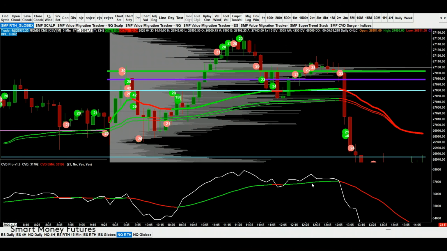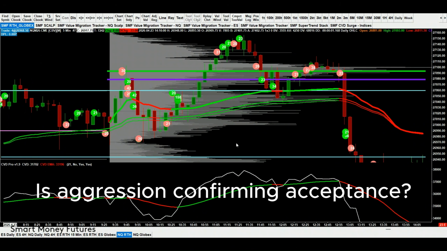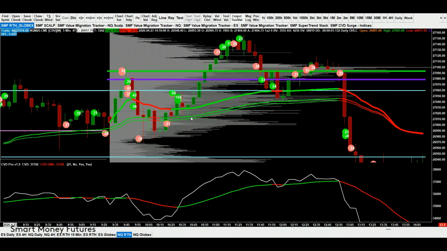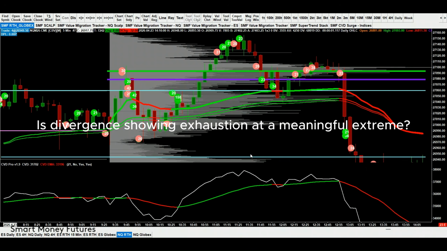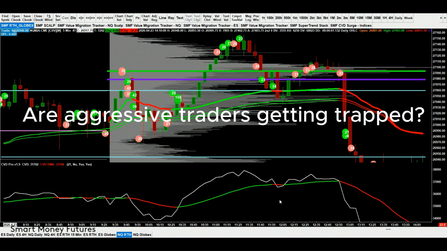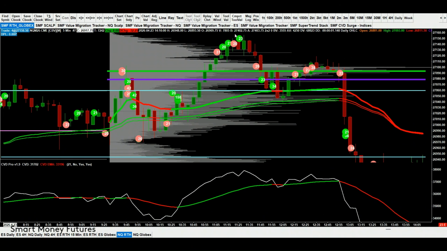Here's the outcome you want from trading CVD. The goal is not to use CVD to predict the next move. The goal is to use CVD to make better informed decisions at structural locations. Specifically, CVD should help you answer 4 questions. First, is aggression confirming acceptance? Second, is aggression failing to create acceptance? Third, is divergence showing exhaustion at a meaningful extreme? Fourth, are aggressive traders getting trapped? If CVD cannot answer one of those questions, it probably does not belong in your trade decision.